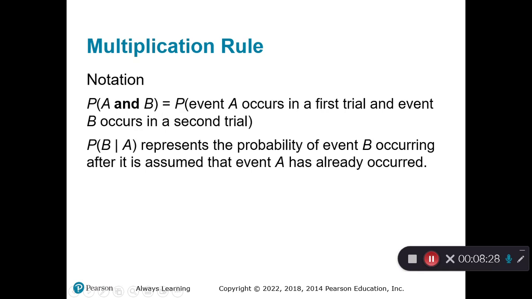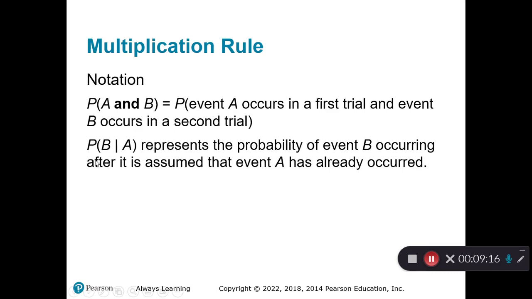Now let's move on to the multiplication rule. Let's look at the notation first. The probability of A and B is equal to the probability that event A occurs in a first trial and that event B occurs in a second trial. Unlike the addition rule, this rule necessitates 2 different trials, 2 different outcomes coming from 2 different trials. So the addition rule, the probability of A or B, was looking at a single trial and having that outcome satisfy A or satisfy B or satisfy both at the same time. The multiplication rule for the probability of A and B does require 2 separate trials.